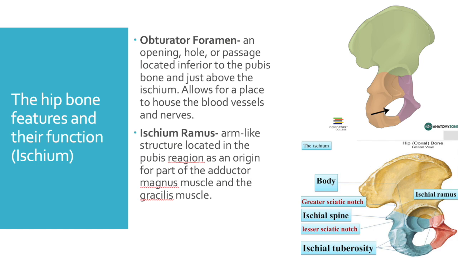The first two bone features of the ischium include the obturator foramen and the ischium ramus. The foramen is an opening or a passage that's located inferior to the pubis bone and just above the ischium. This allows for a place to house the blood vessels and nerves. The ischium ramus is an arm-like structure located in the pubis region as an origin for part of the adductor magnus muscle and the gracilis muscle.